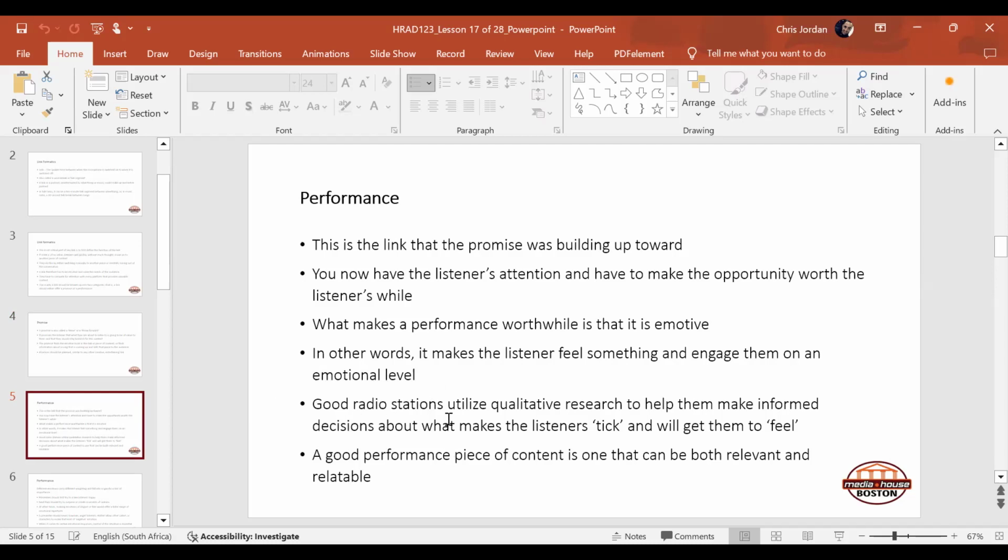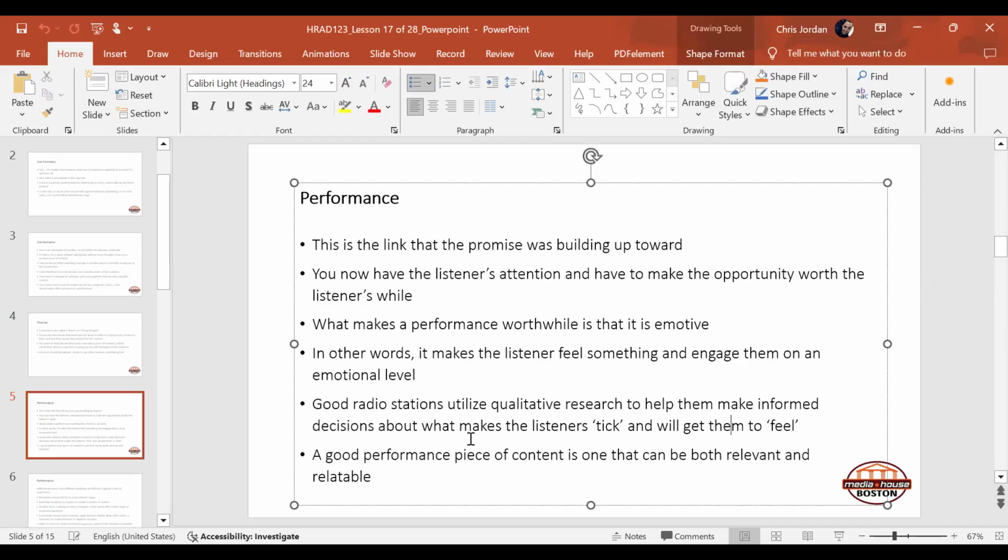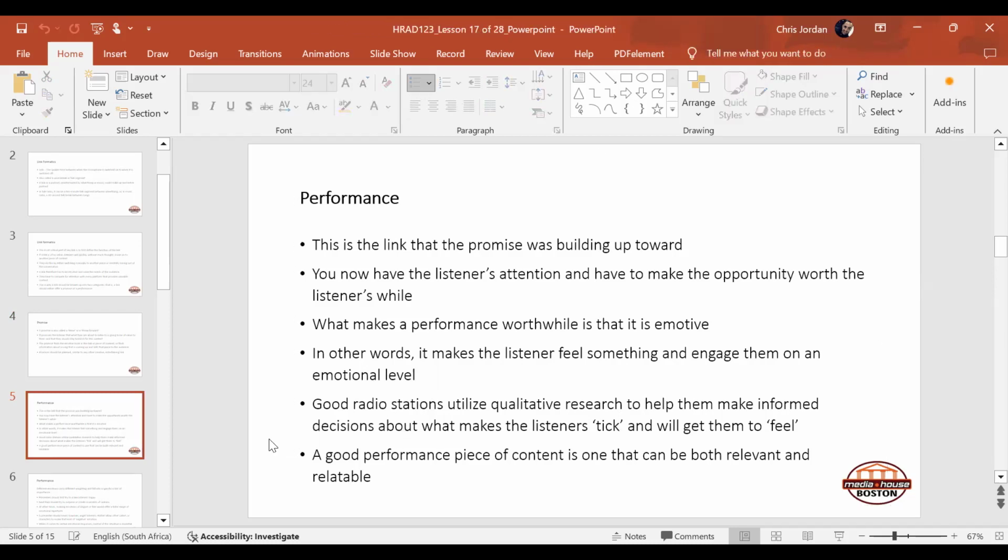Good radio stations utilize qualitative research to help them make informed decisions about what makes the listener tick and will get them to feel. So, what is it that they currently care about? What are their family dynamics? What are they worried about? What are their career goals? Or how do they feel about rising inflation, whatever it may be?